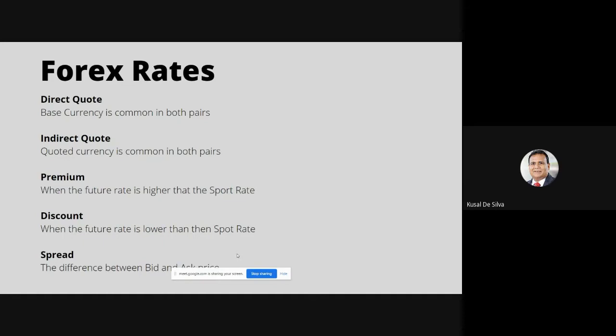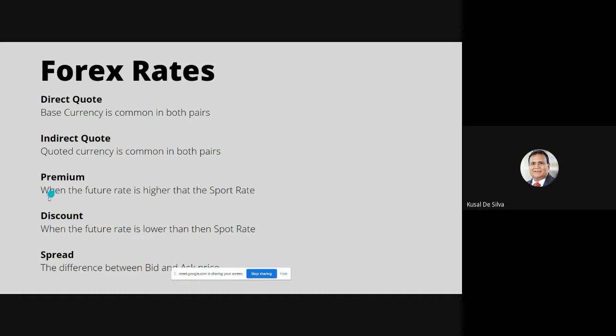Then I have told what is a direct quote, then the indirect quote. In a direct quote, you always quote one unit of a currency against the other currency. In an indirect quote, basically your home currency is quoted against the foreign currency.